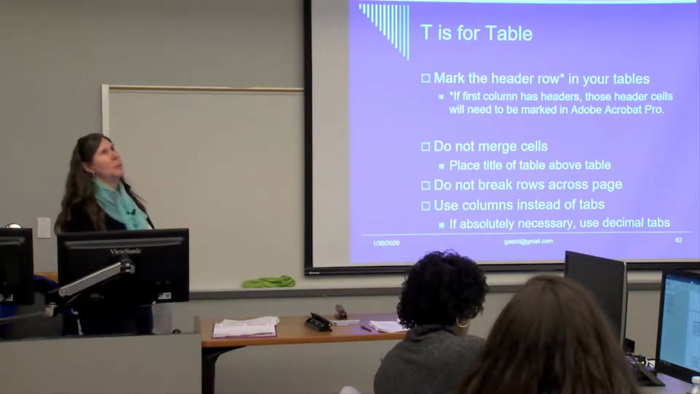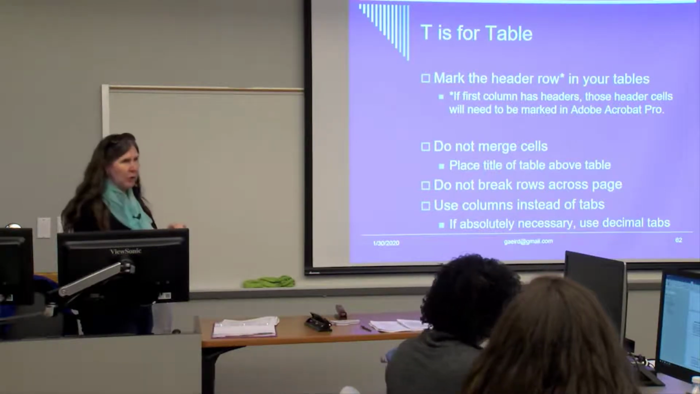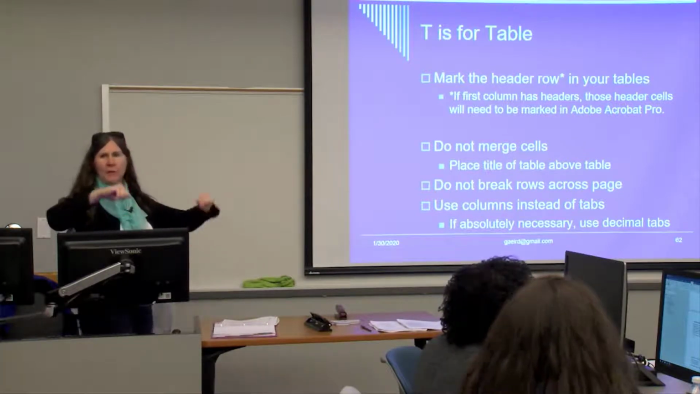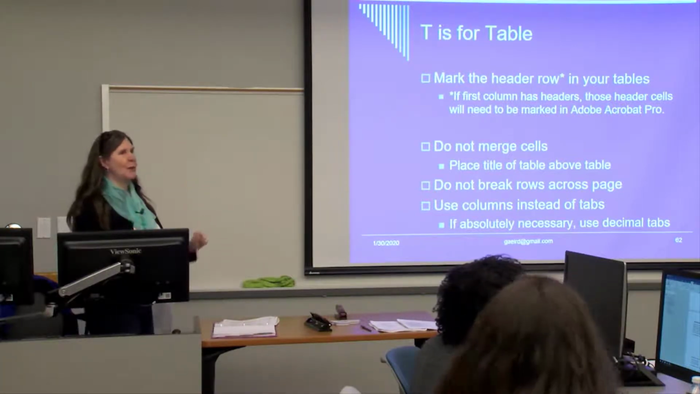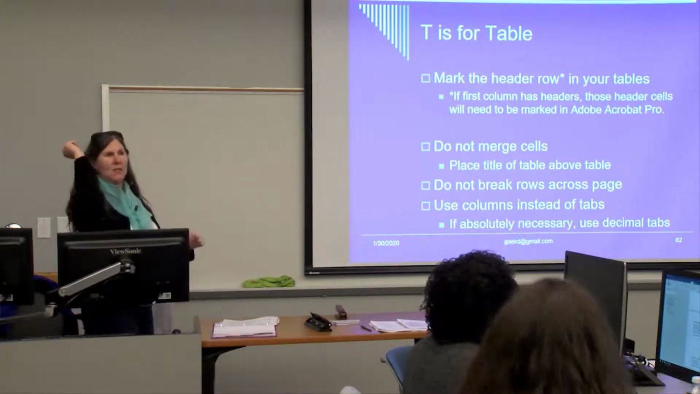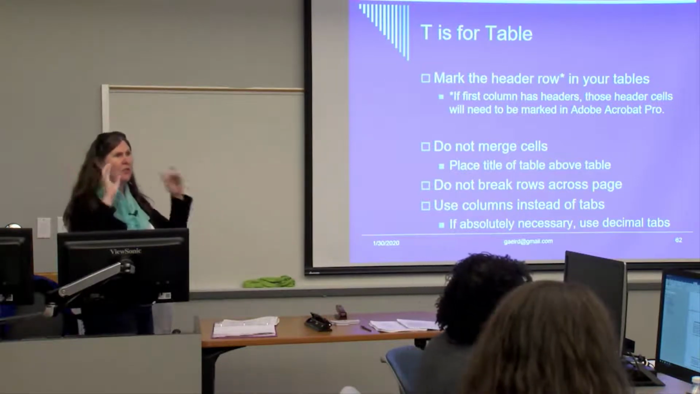But you don't need to worry about marking the header cells when you first build it in Canvas. Just wait and run your accessibility checker. And in the accessibility checker, it will say, I found a table. Is the first row a header row? Is the first column a header column? And you just check the box and say yes to both. Boom. It marks them for you. You're done. It's so easy.